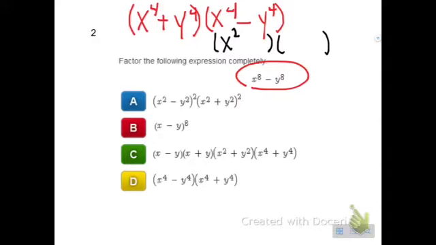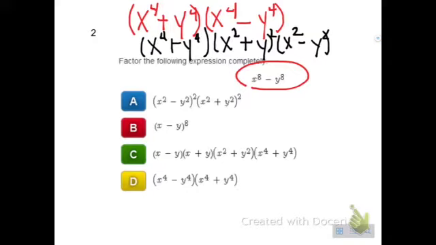x squared times x squared is x to the 4th. And y squared times y squared is y to the 4th. Again, to get negative, one has to be positive and one has to be negative. Bring down your x to the 4th plus y to the 4th. Alright, again, we can't factor x squared plus y squared, but we can factor x squared minus y squared.